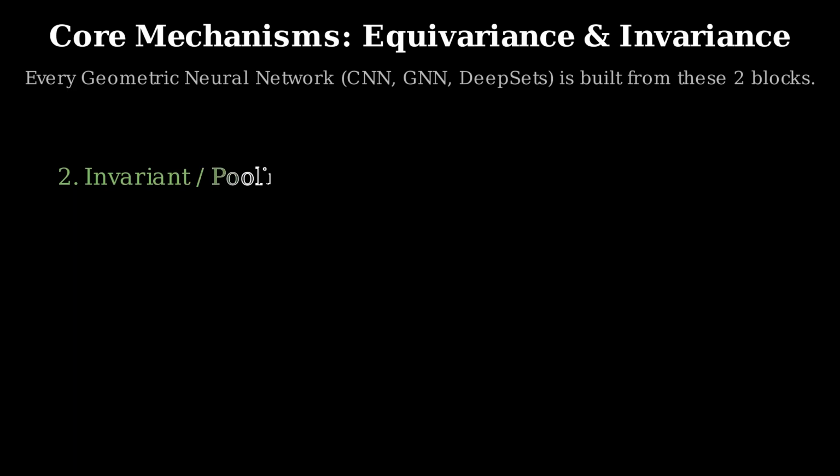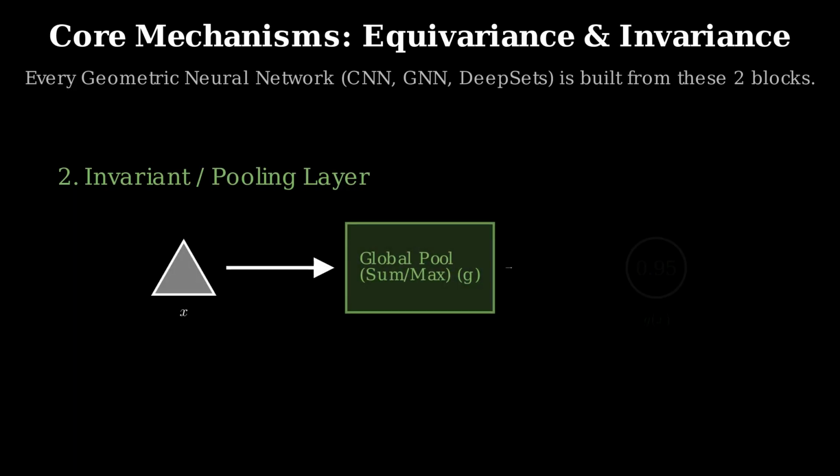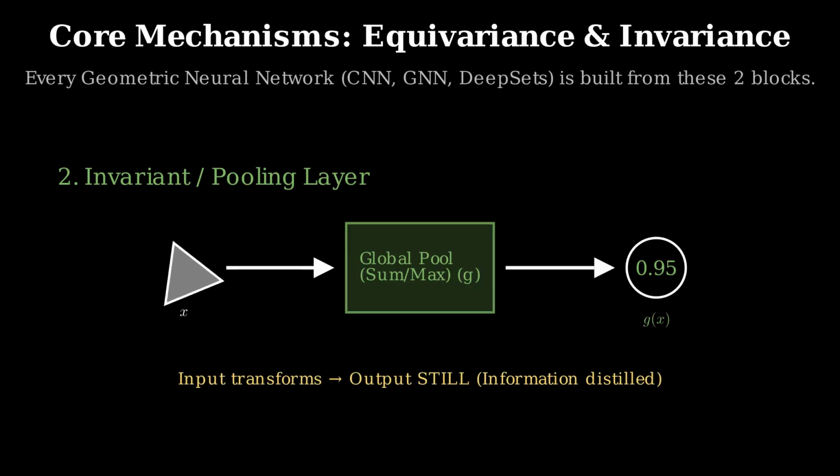The second concept is the invariant layer, often used in pooling. Here, features are aggregated into a single global value. Invariance means, no matter how you rotate, flip, or transform the input, the output remains exactly the same. The network has distilled the core information.